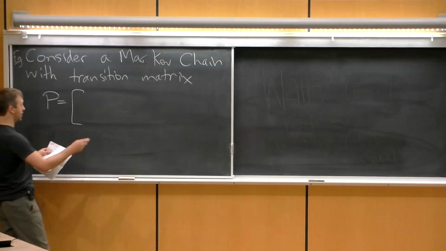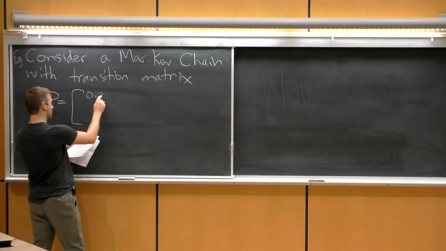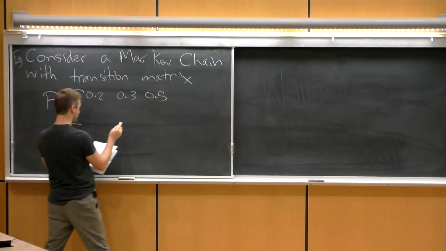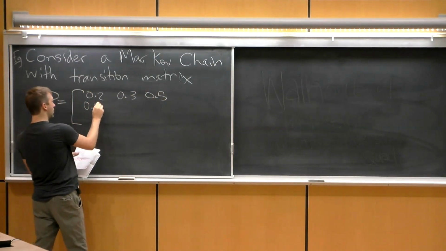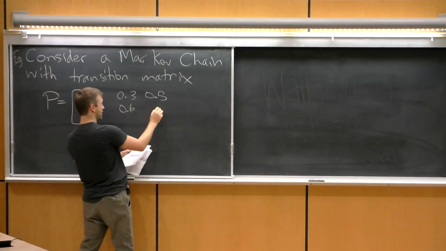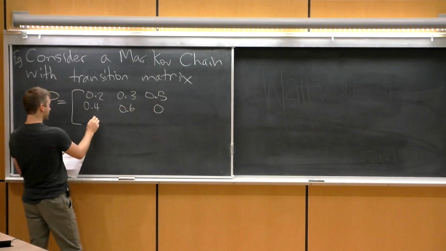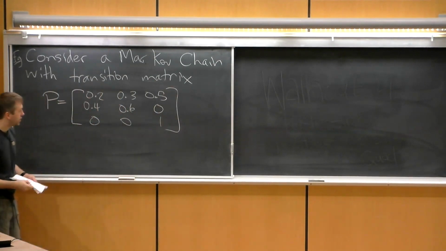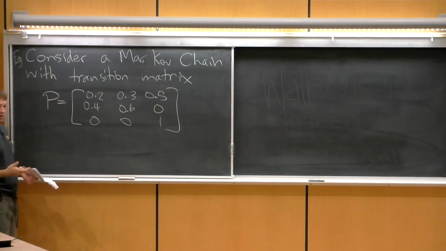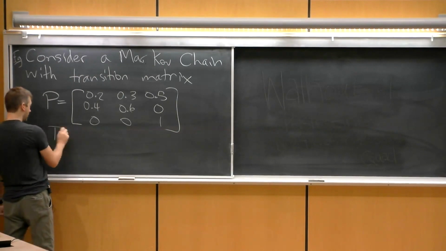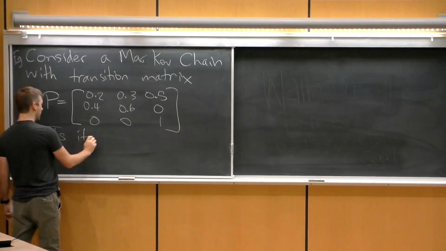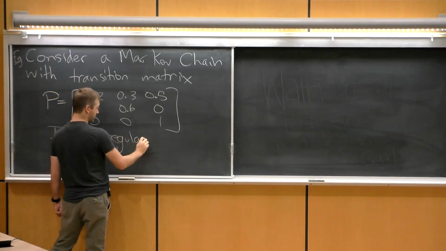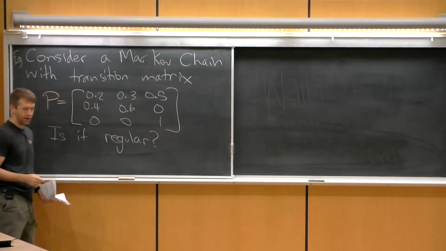So let me give you the following transition matrix. So 0.2, 0.3, 0.5, 0.4, 0.6, and then 0, and then 0, 0, 1. Okay, and then we could be asked, you know, is this Markov chain regular?